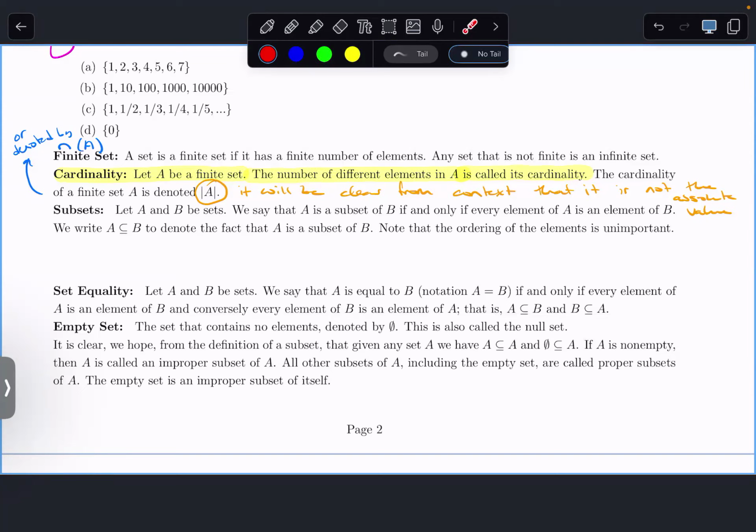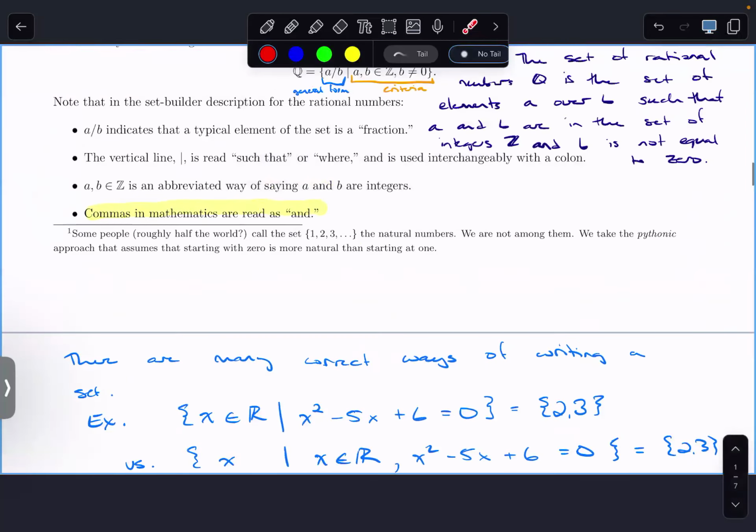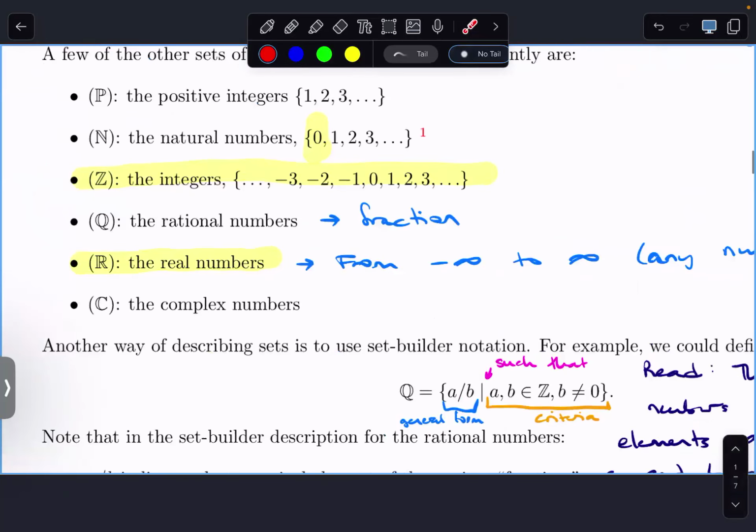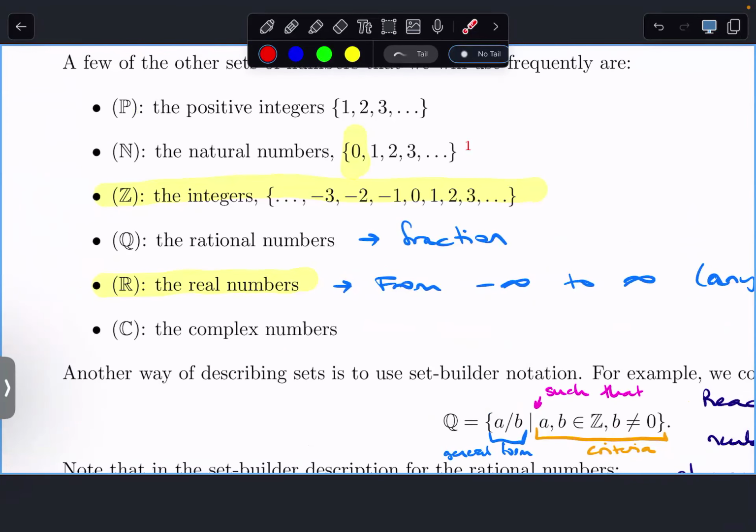What about subsets? You understand subsets? In fact, we've already seen subsets, right? We talked about the set of positive integers, but that was a subset of the natural numbers, which is a subset of the integers, right? If we go back to these kind of named sets, what do we mean by a subset?